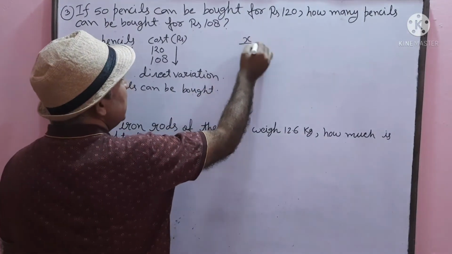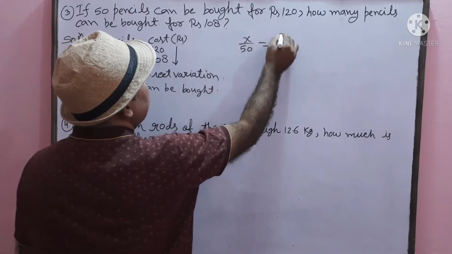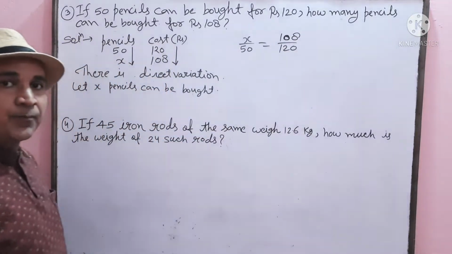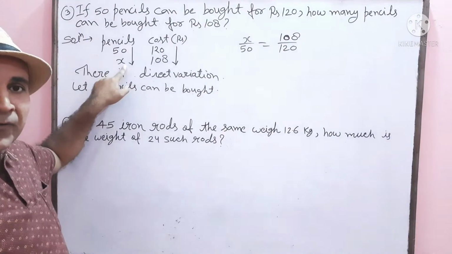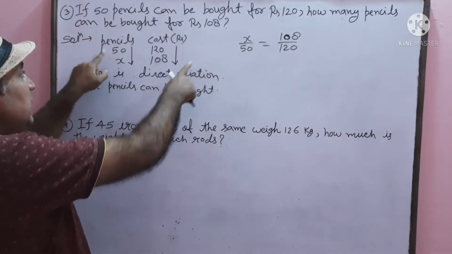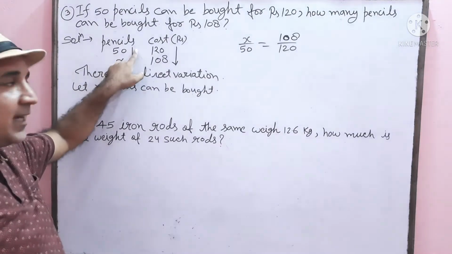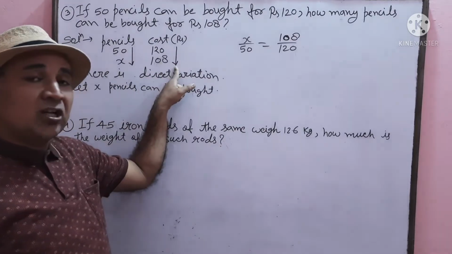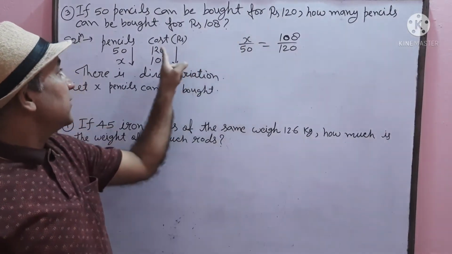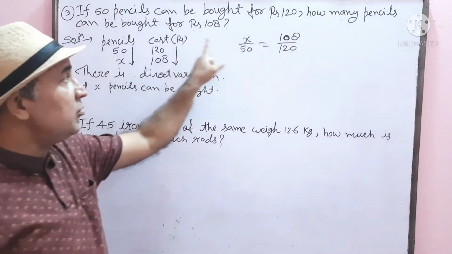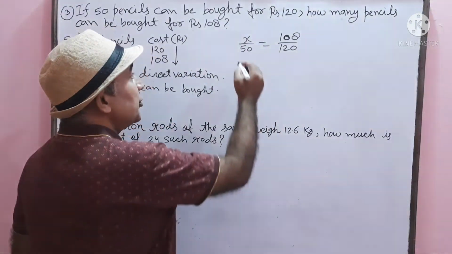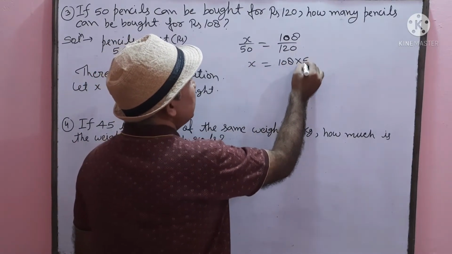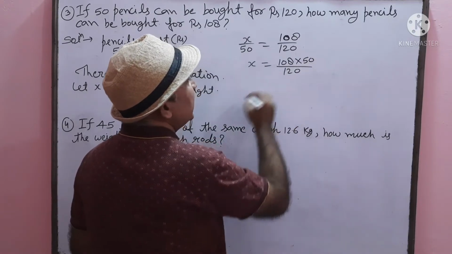How to write it? x upon 50 is equal to 108 upon 120. The number which is in the direction of the arrowhead will be the numerator. The number which is in the direction of the tail of the arrow will be the denominator. Same here also. Now this 50 will be cross multiplied. x is equal to 108 into 50 upon 120.